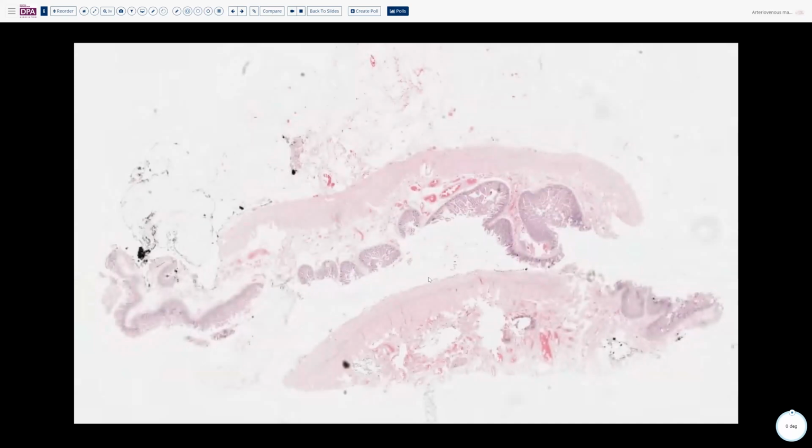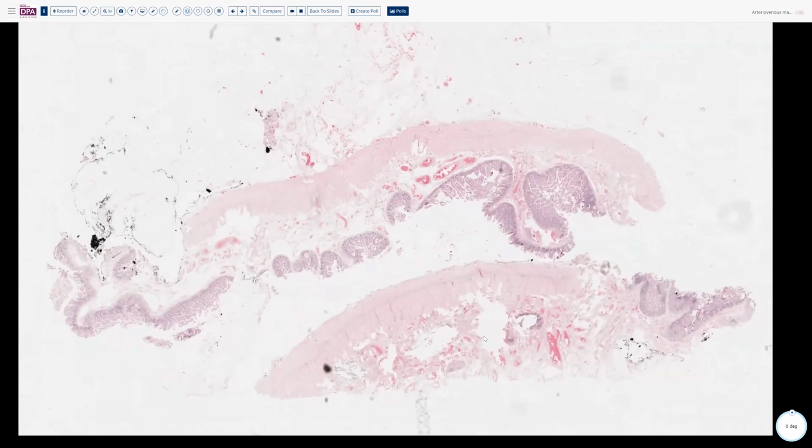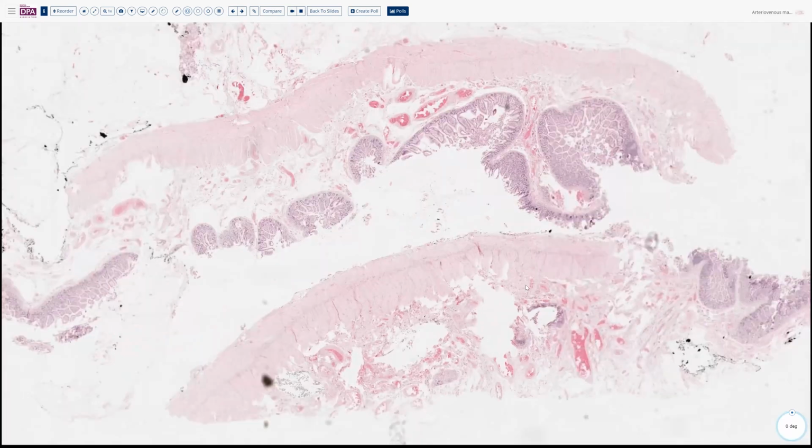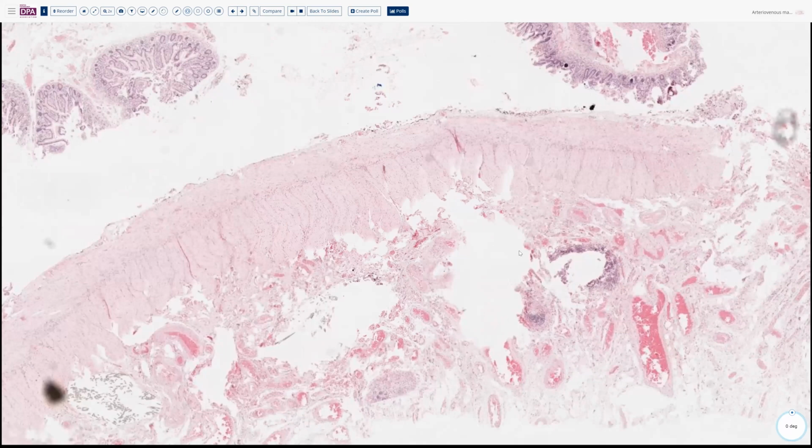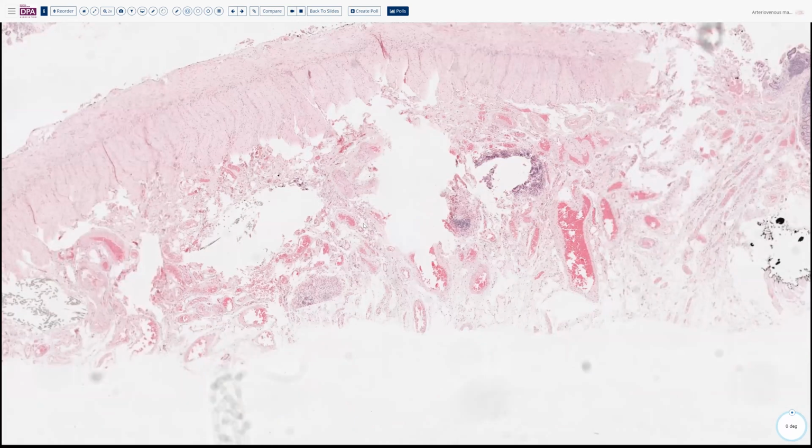So here is an example. There's one in the bowel where you can see a mixture of larger vessels and smaller vessels. This one doesn't highlight particularly well without the silver stain, but it fills the criteria as well.